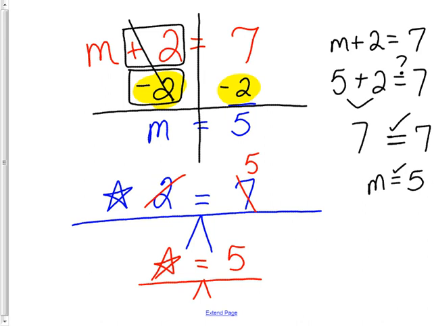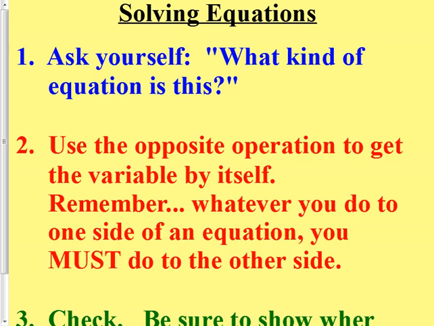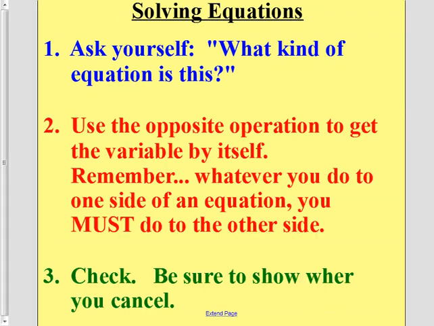All right, so let's take a minute to write down some steps for how we solve equations. I'm going to give you a minute to look at this and get all of your steps written down. You can pause while you're doing that.